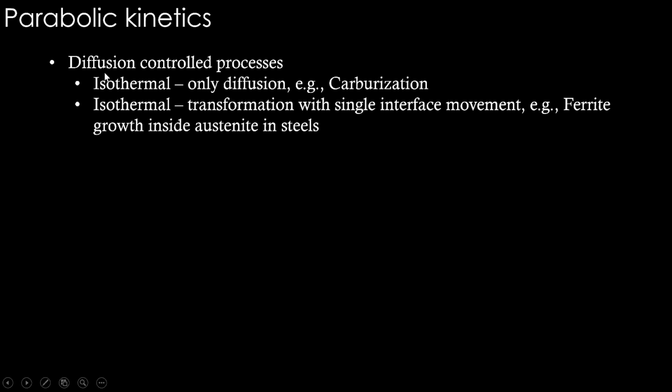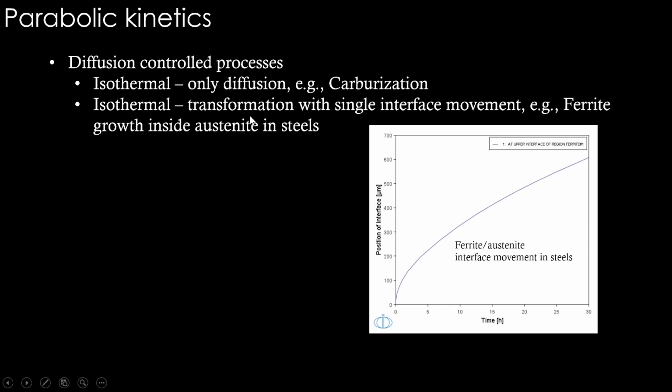In parabolic kinetics, we see that the processes are diffusion controlled. We'll contrast this with interface controlled in a couple of slides. Isothermal processes where only diffusion takes place, for example carburization, or isothermal processes where transformation with single interface movement happens, for example ferrite growing inside the austenite in steels, the exercise we have done in the previous class, were parabolic in nature, like this. This was the curve that we got in the last class. Position of interface was in this shape. This is a parabolic growth, the ferrite austenite interface movement in steels for isothermal conditions.